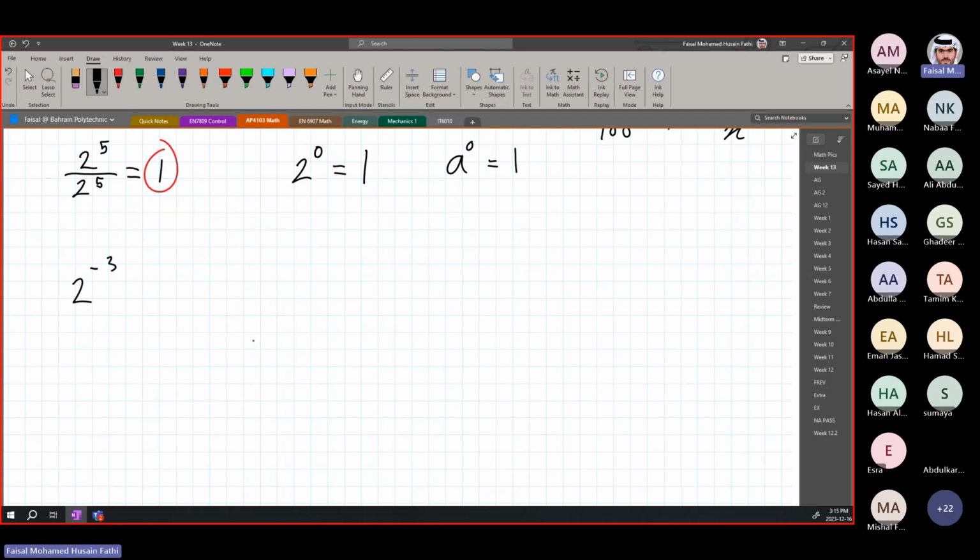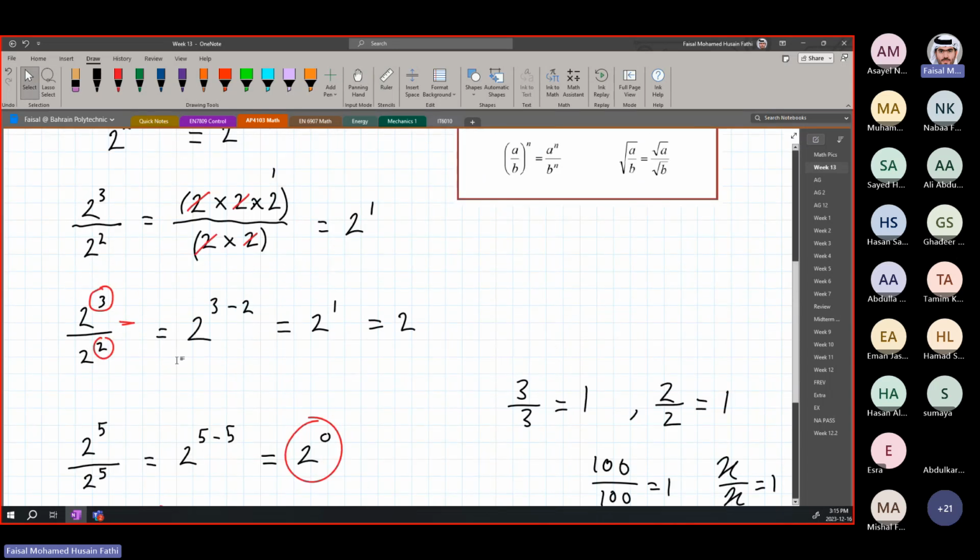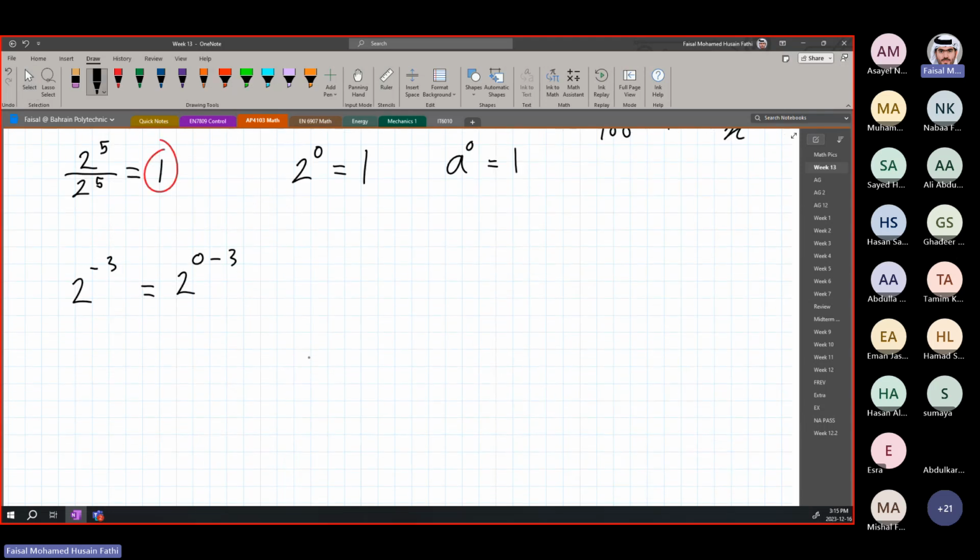We can rewrite this and say this is the same as 2 to the power of 0 minus 3. Right? 2 to the power of 0 minus 3. And from the old rule that we learned over here, what does this mean? We can separate these terms, and this is going to be 2 to the power of 0 divided by 2 to the power of 3, because this is just 0 minus 3.